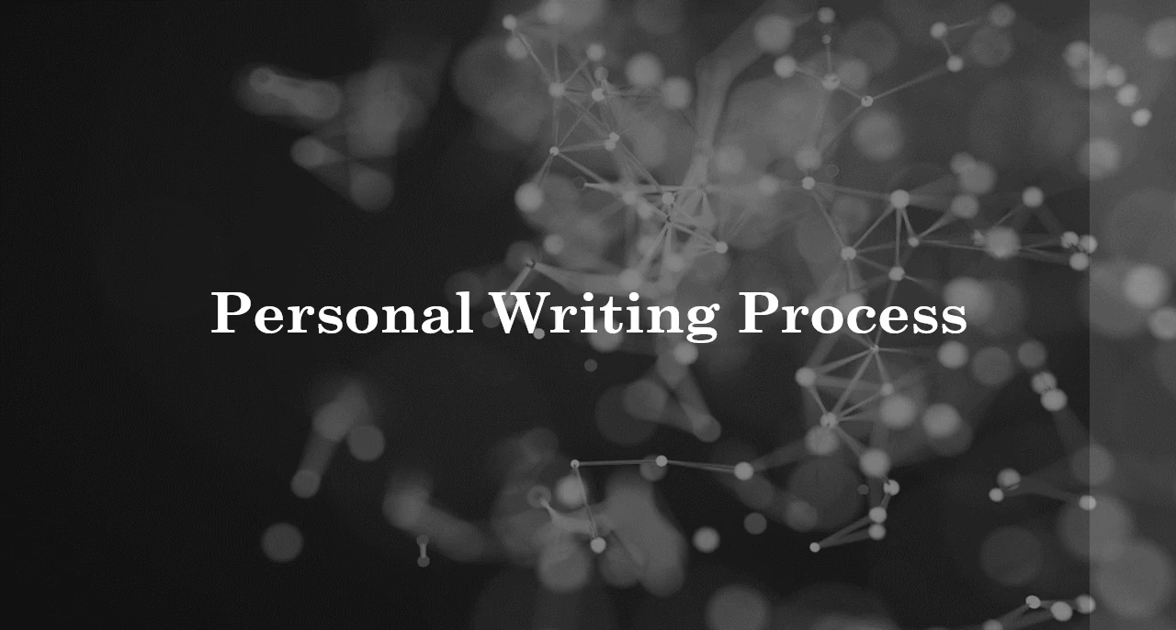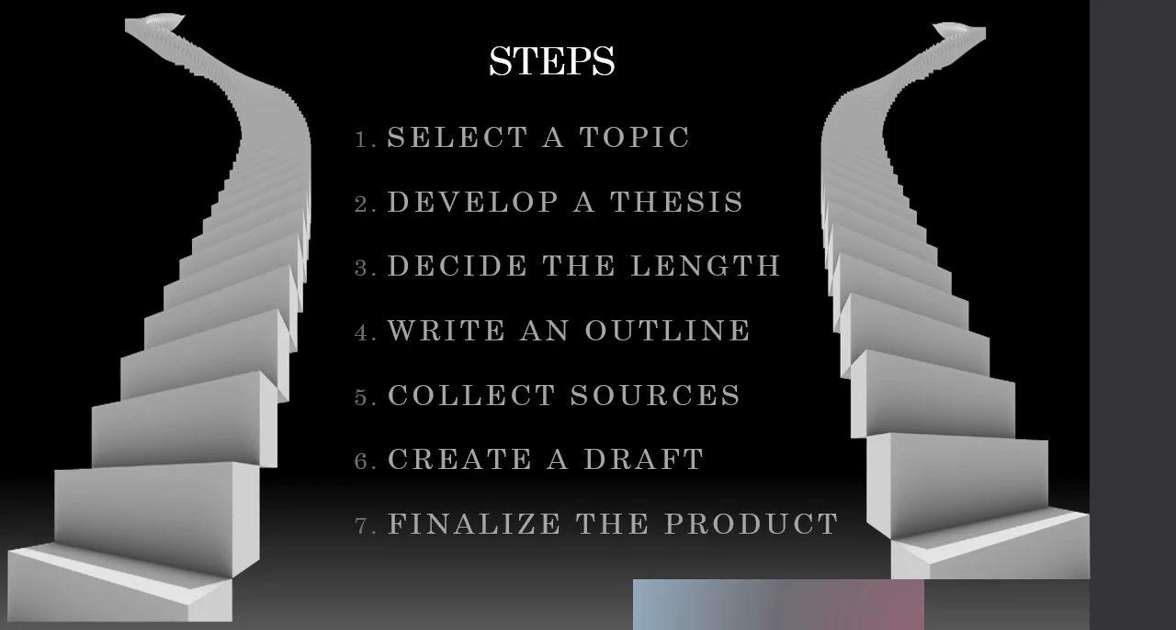We will be covering my personal writing process. The following are 7 steps that I typically take when completing an essay, journal entry, or piece of writing in general. For step 1, I typically select a topic for the essay. For step 2, I develop a thesis statement, which is typically 3 part. We'll cover that later.